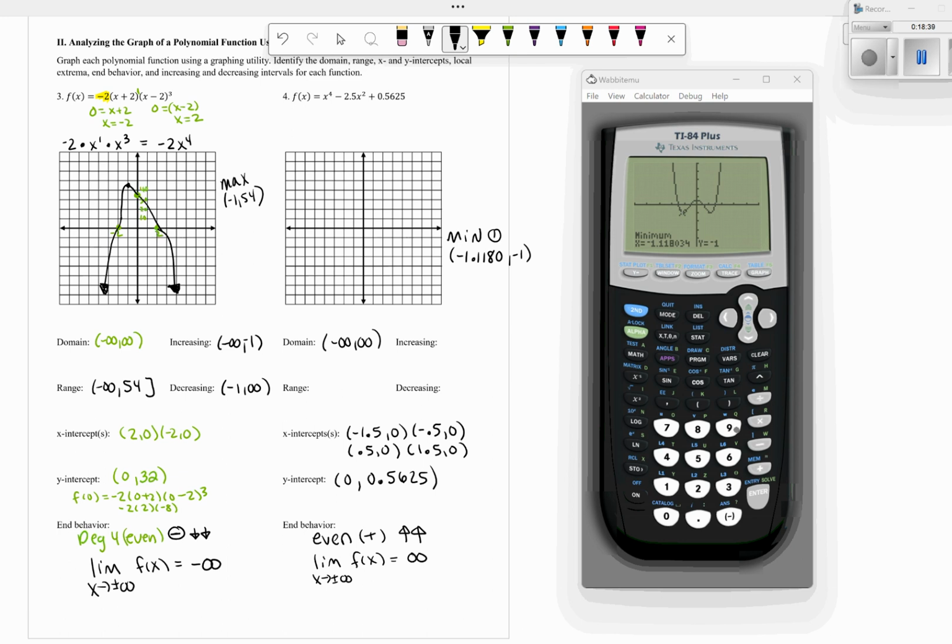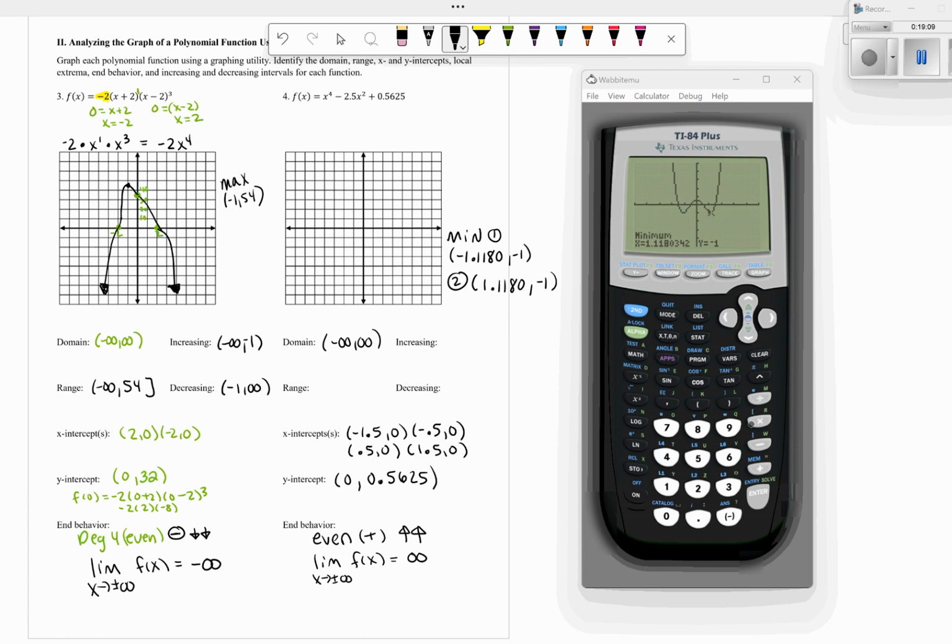And then the second minimum, second trace, we're doing minimum again on the other side. And always round to 4 decimal places if you can. Enter. And then we go to the other side, enter, enter. So we get 1.1180 comma -1. So that's our other minimum value.